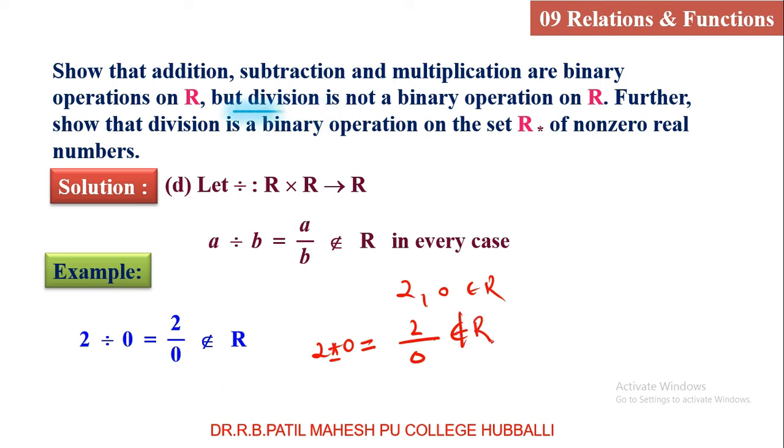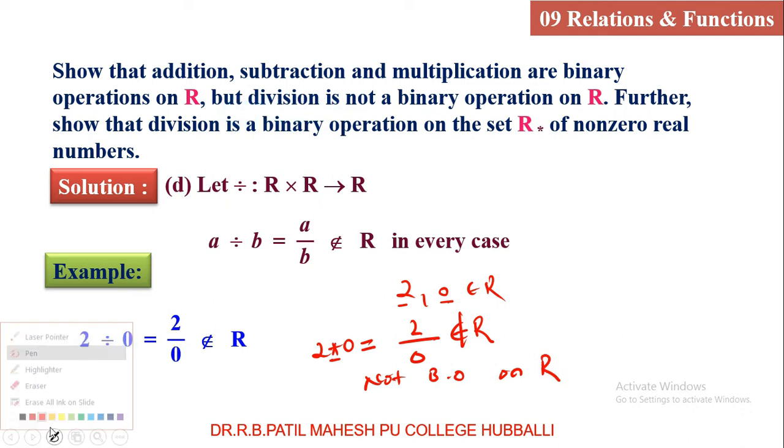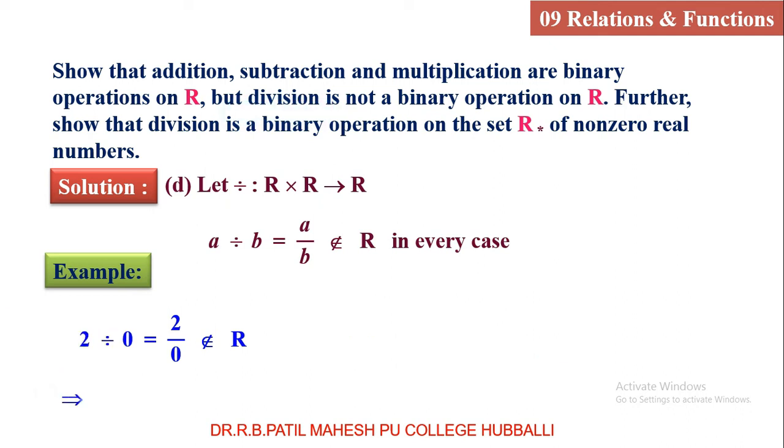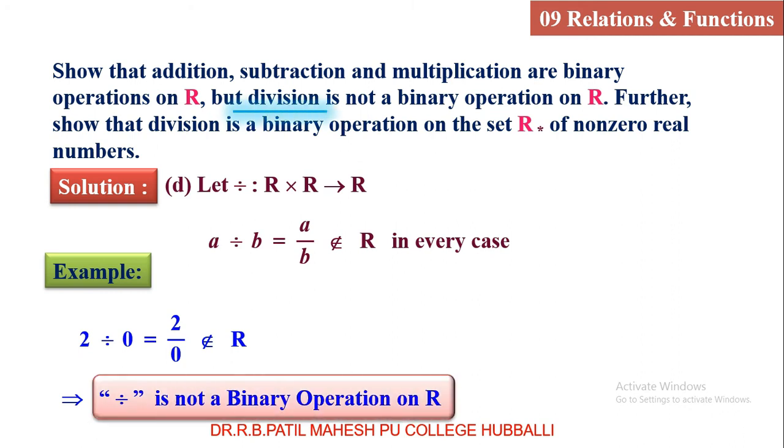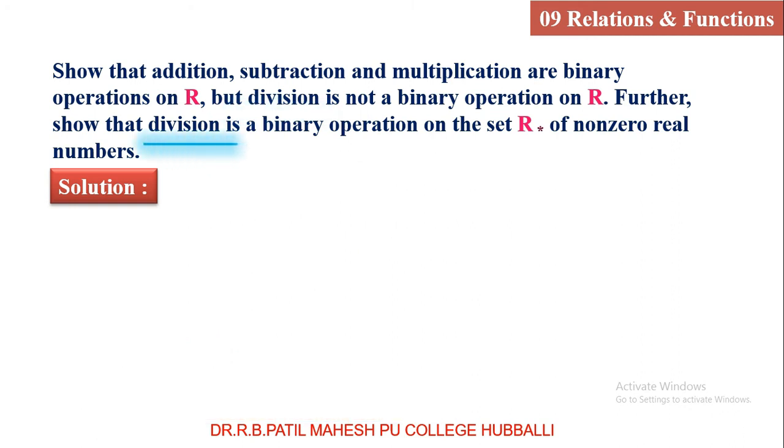It fails for the elements 2 and 0. So this is not a binary operation on the set of real numbers. Hence, division is not a binary operation on the set of real numbers. Only addition, subtraction and multiplication are binary operations, but division is not. Further, very important, division is a binary operation on the set of non-zero real numbers. So that one I am going to take now.